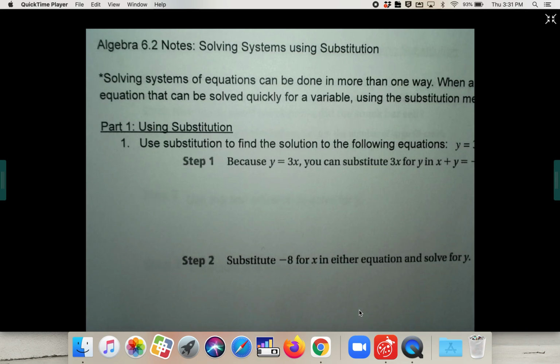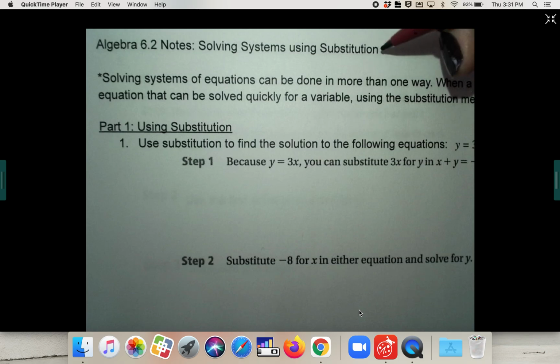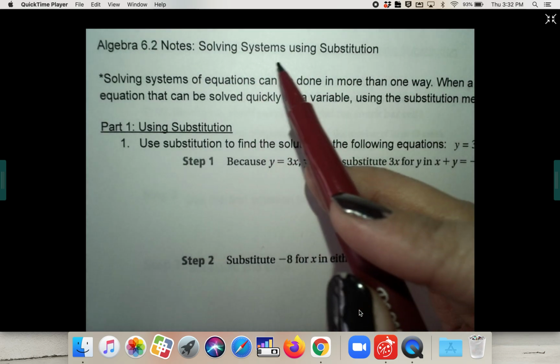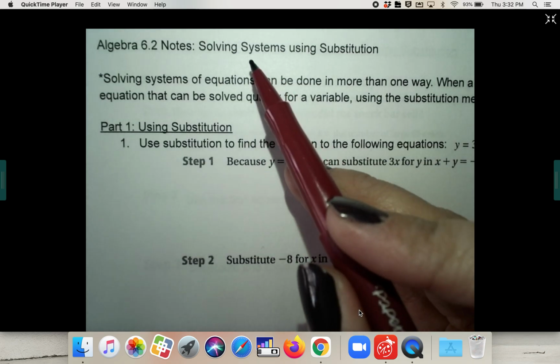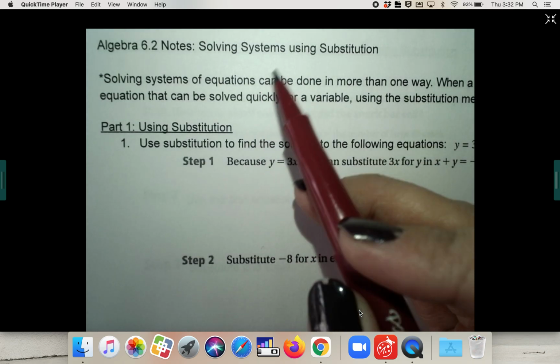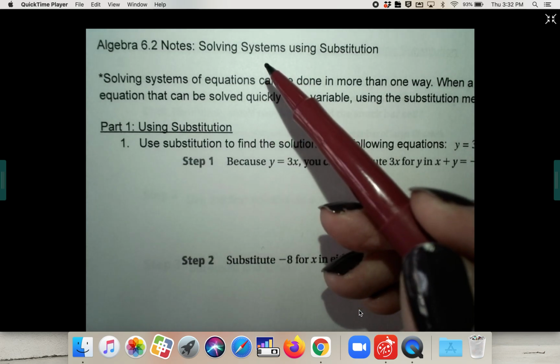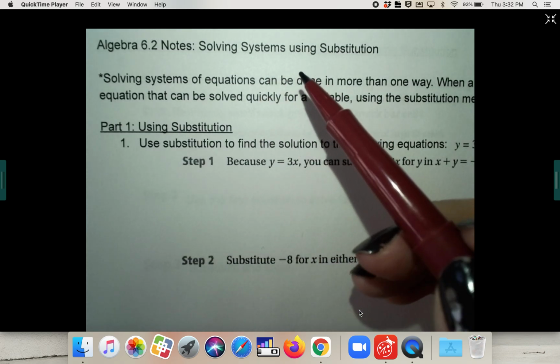Okay, today's algebra lesson is 6.2, solving systems using substitution. So yesterday we did 6.1, and it was over solving systems using graphing. So remember that a system is two or more lines, and basically you're finding where they intersect, or two or more equations and you're finding the ordered pair where they intersect.